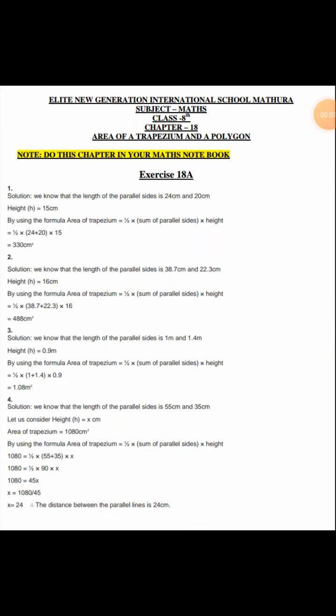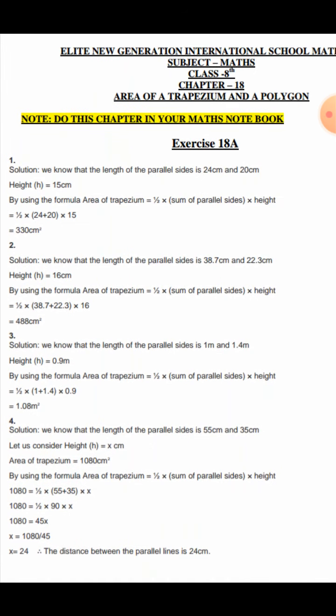Today we are going to start a new chapter, that is chapter 18, area of trapezium and polygon. In this chapter we will study the area of trapezium and the area of polygon. We also studied about this chapter previously.